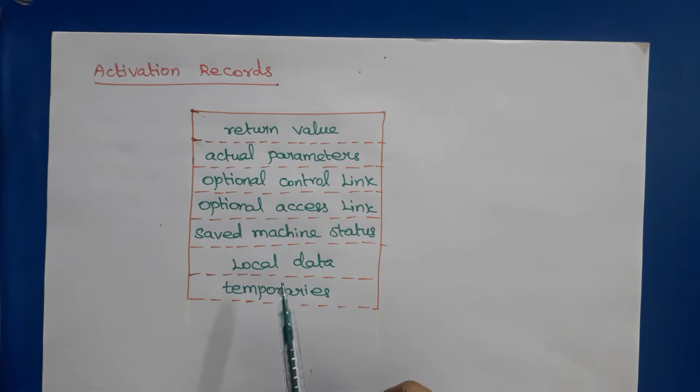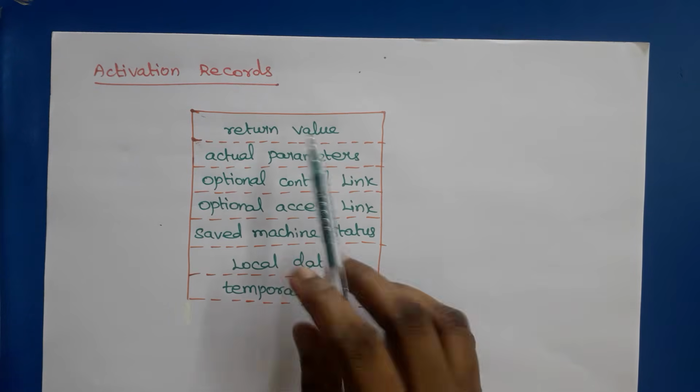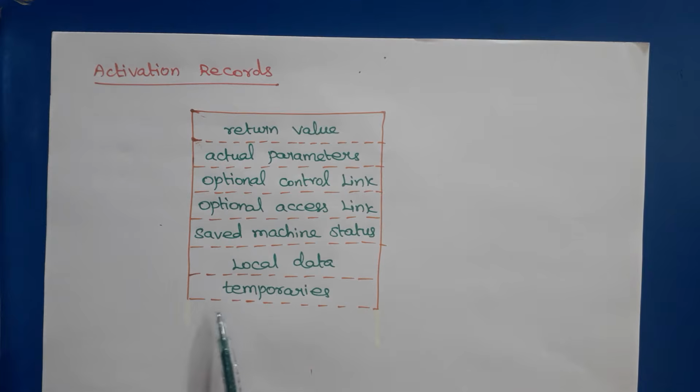In a programming language like C, whenever a procedure call occurs, the activation record must be pushed onto the stack, and whenever a procedure returns, that activation record is popped from the stack. So now we will discuss all the fields of the activation record. The first one is temporaries. This field is used for storing the temporary values generated in a procedure.